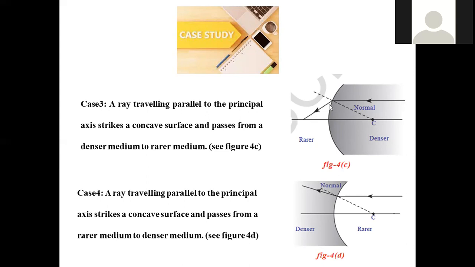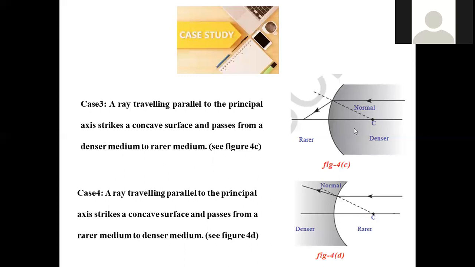Again, you can say it is called a refraction. This is called a refraction of light, right? So condition 4 we are going to apply. A ray traveling parallel to the principal axis strikes on the concave surface. Again, here the principal axis is there, and the parallel light ray is going to hit on the curvature called parabola. So here we are going to apply the concave mirror and light passes from rarer medium to denser.